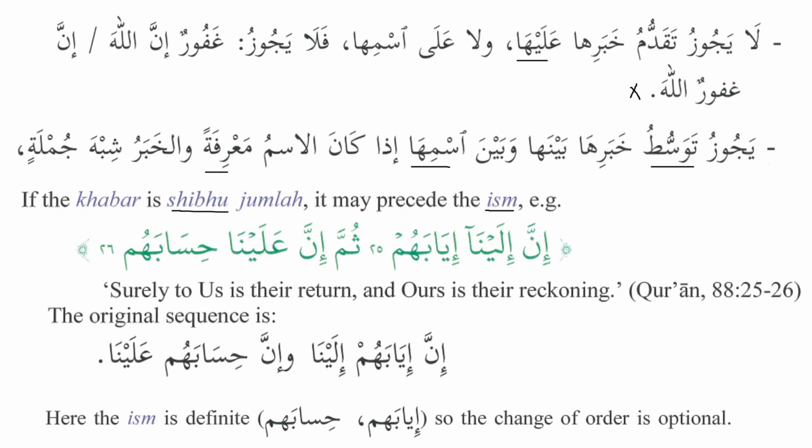Inna ilayna iyabahum thumma inna alayna hisabahum. So where is ismu inna and where is khabaru inna? Yeah, alayna is khabar inna. Ilayna, yeah, ilayna. Hisabahum is ismu inna. Yeah, we know that here it is mansub, so we know that ismu inna is mansub and ilayna is jar majroor. And now we can see over here that jar majroor can come before ismu inna.